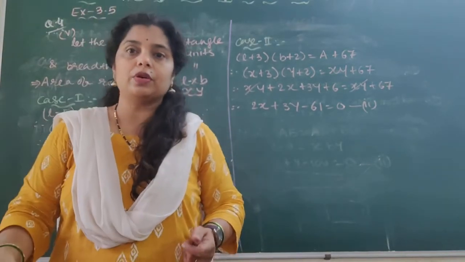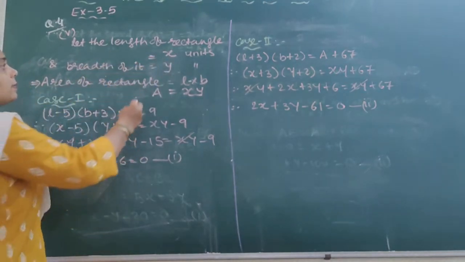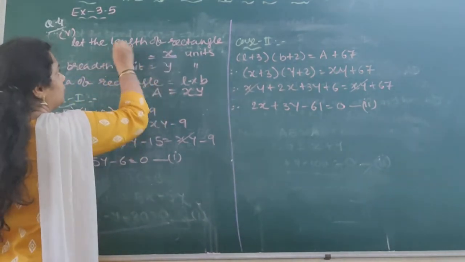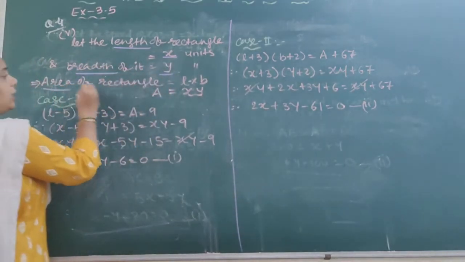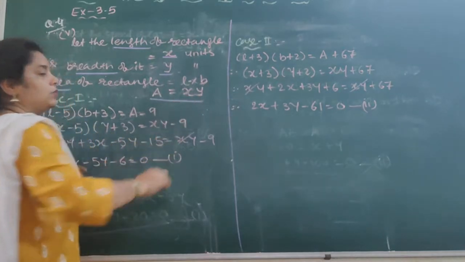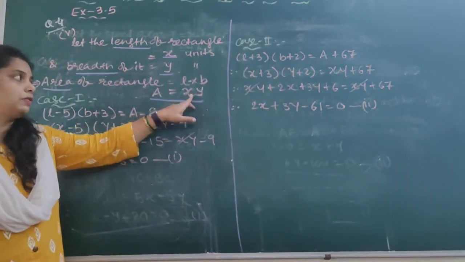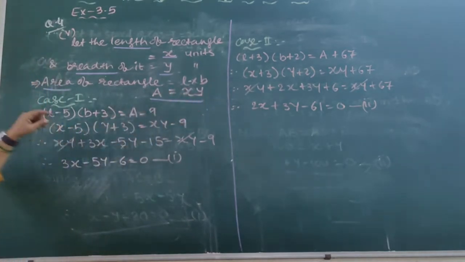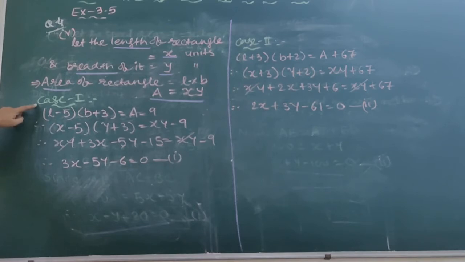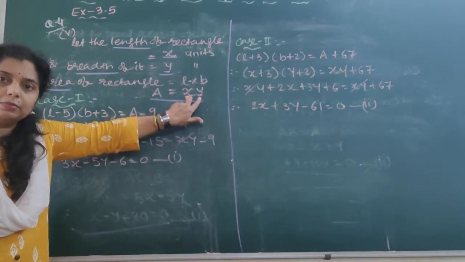So let's see the steps of it. Let the length of the rectangle be x and the breadth of the rectangle be y. And therefore the area is L into B, which is equal to xy, because x is the length and y is the breadth, we assumed, right? What is the area? It is the multiplication, or product, of length and breadth.